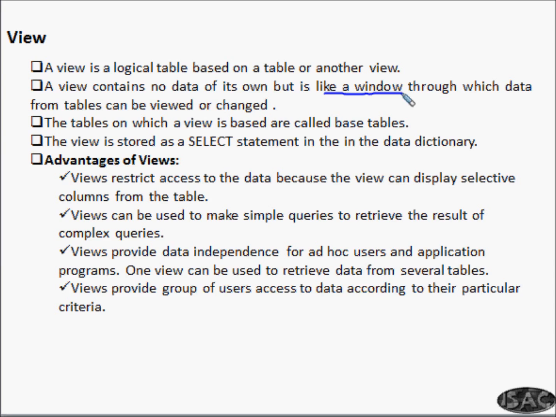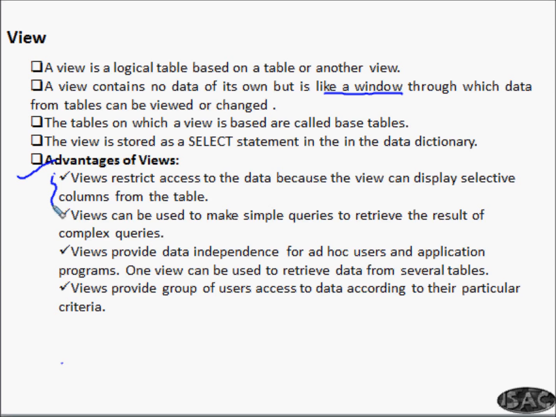Advantages of views. Look at some of the advantages here. Views restrict access to the data because a view can display selective columns from the table. We can include all the columns of the table in a view, but we can also make a selective view. Let us say one table has 100 columns. I can make a view on 10 columns, and another view on another 20 columns. So we can create different views for different users for different purposes.